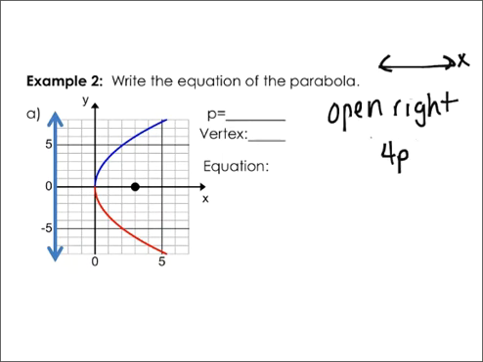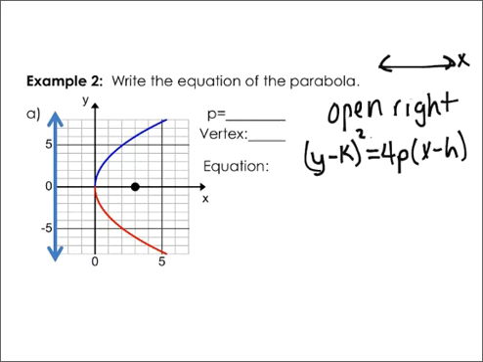So we've got the 4p(x minus h) on the right side, and then we've got the (y minus k) squared on the left. So that's the formula that we're going to look at. Now, it's going to be very helpful if we know p and the vertex.